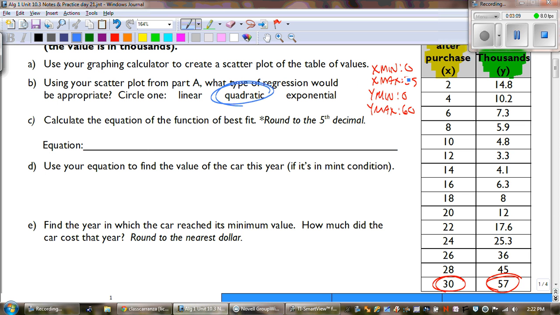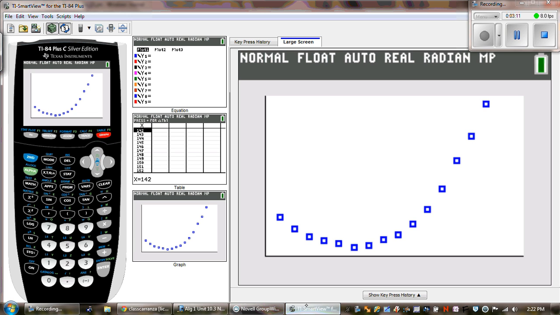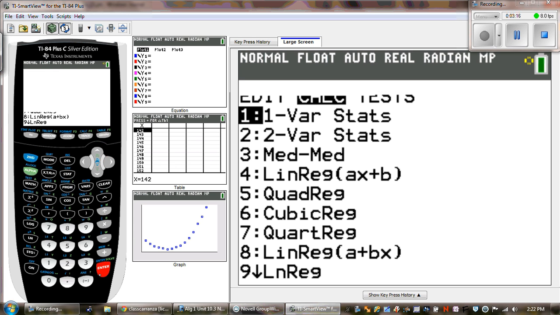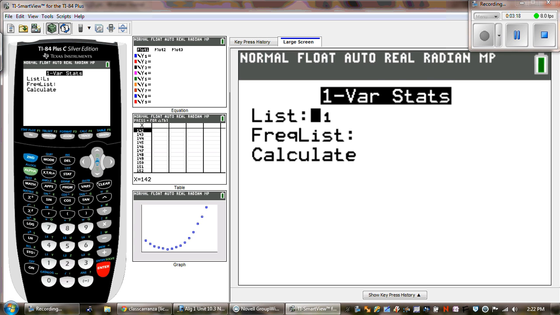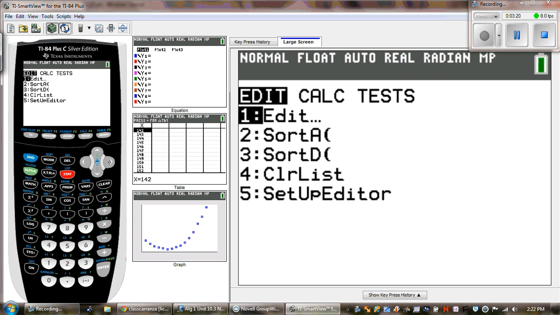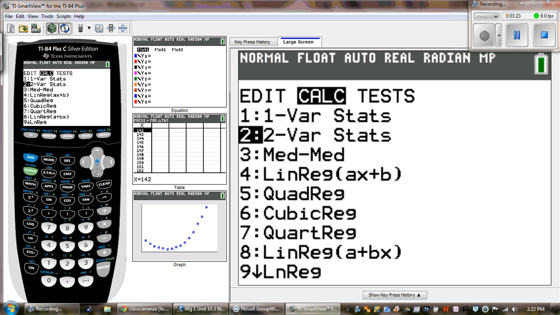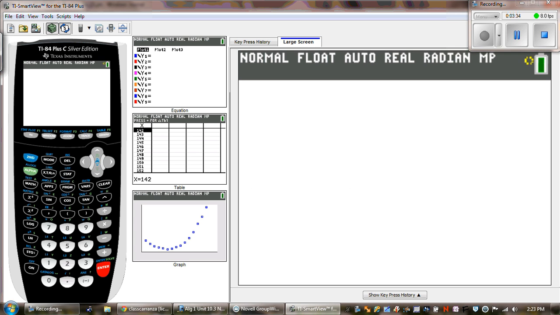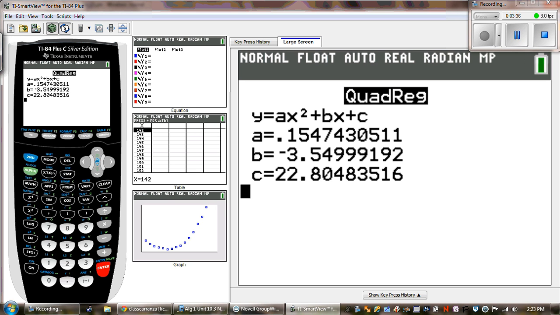Okay? So the next part, now that we know that it's quadratic, we have to go to Stat, over to Calculate. Let's see, Stat, Calculate, sorry. And then we're going to go down to the quadratic regression number 5. Okay? And that's what you guys should get. And we're going to use this information right now to create our equation.